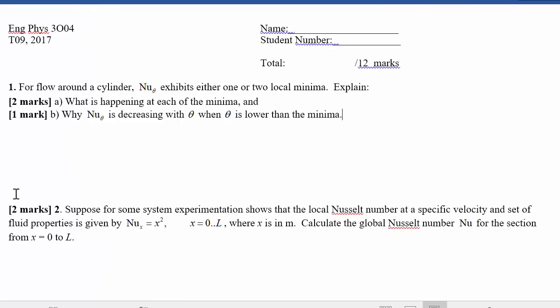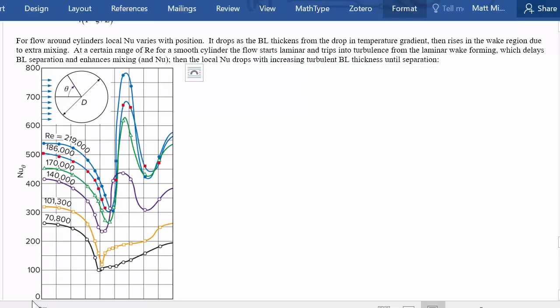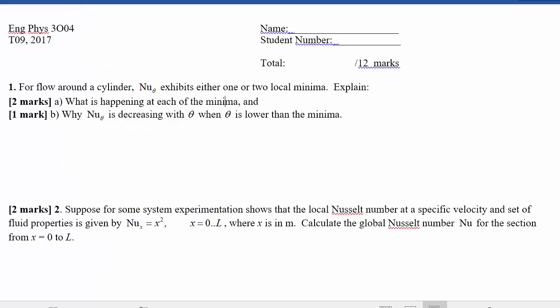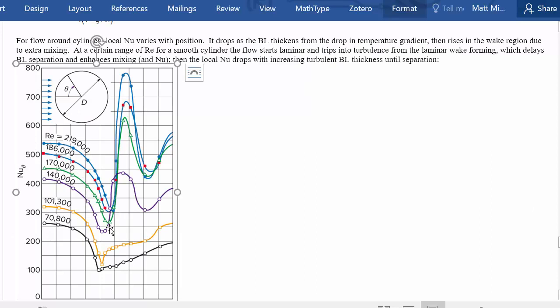So to answer the question of what's happening at each of the minima, the first minima here is the flow is separating. Here the flow was about to separate, but then it switches into turbulence. And here is where the flow actually separates for turbulence. The second question, why does Nu as a function of theta decrease with theta when theta is lower than the minima? That's because the boundary layer is expanding. So again, as we move, say here, when we're lower than the minima, why does it decrease with theta? That's because we've got an increasing boundary layer. Here, why does it decrease with theta there? Increasing boundary layer thickness.